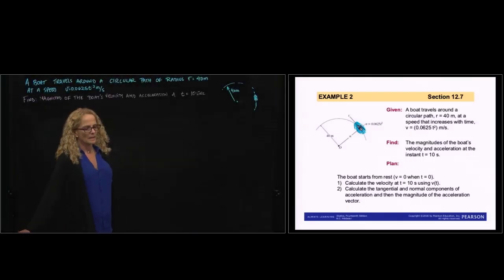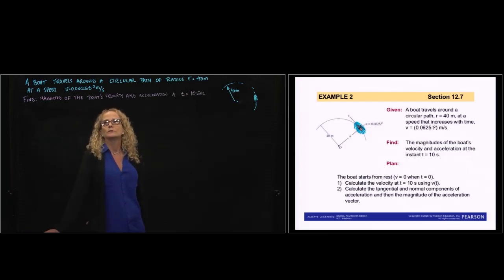Let's solve our example number 2 of section 12.7. We have a boat that travels a circular path of radius r equals 4 meters, and the speed of that boat is 0.0625 t squared meters per second. We want to find the magnitude of the boat's velocity and the acceleration when t equals 10 seconds.